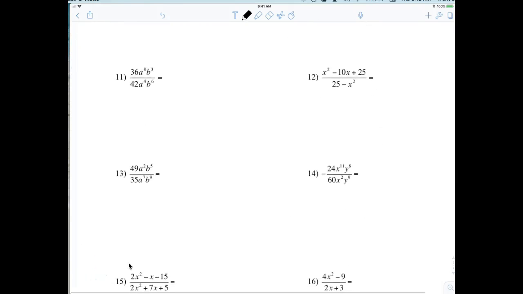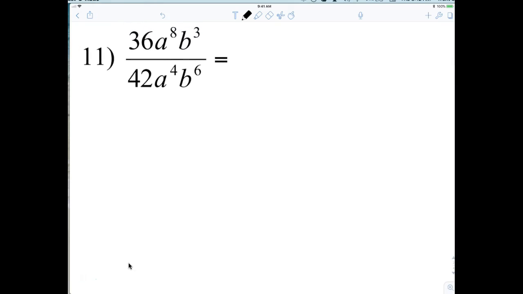All right. 11. Here we go. These are easier. Reduce 36 over 42. What goes in? Right? Divide by 6, right? 6 over 7. And then I would have, everybody with me? Right? Reducing fractions.